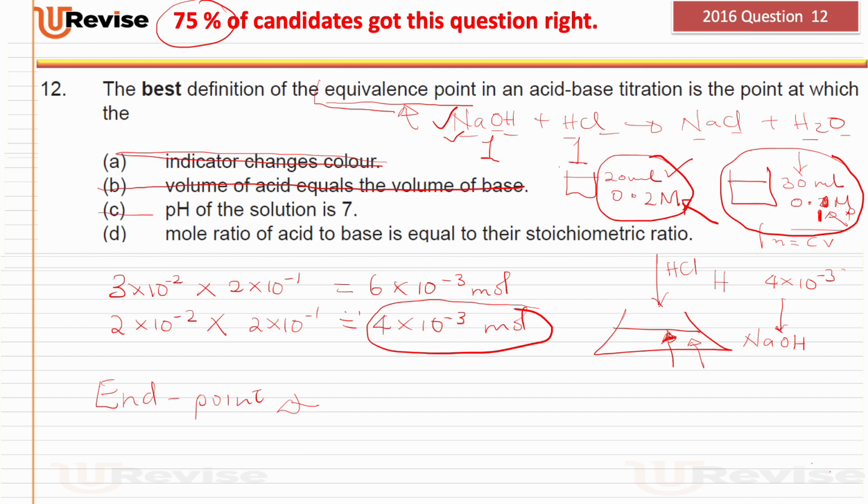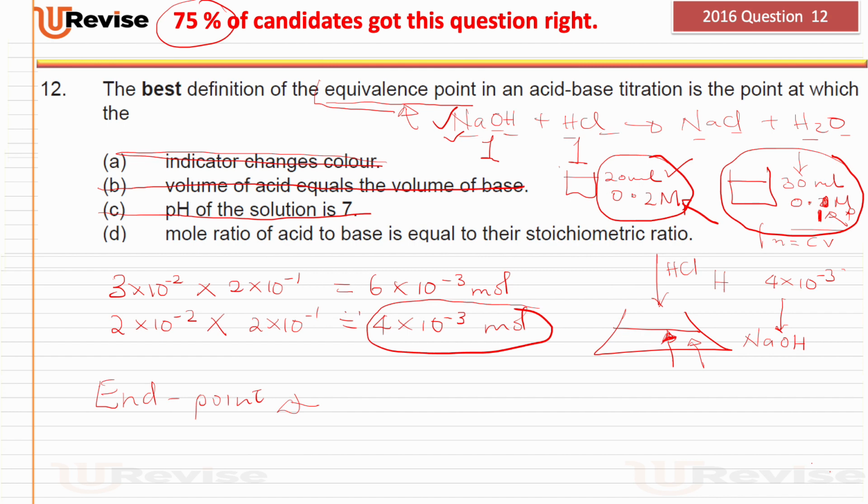Now, C, the pH of the solution is 7. Not all neutralization reactions end at a pH of 7. Some neutralizations have got an acidic endpoint, some have got a basic endpoint, some have got a neutral endpoint, and so the pH is not always 7 when you mix an acid and a base. So answer C is incorrect.